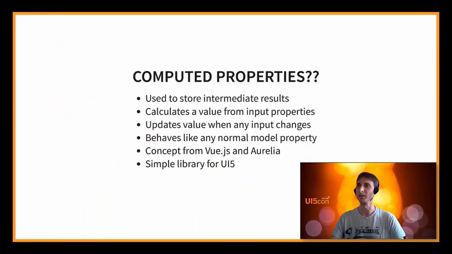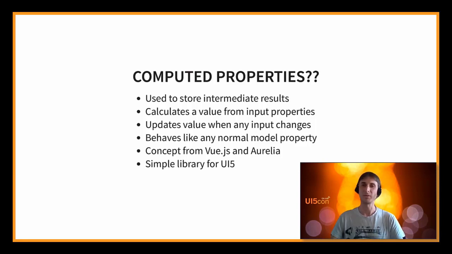So what are computed properties? It can be used to store intermediate results. So it's something like a temporary variable. You can have a calculation function that takes some input parameters, calculates something and stores it in a computed property. That's the idea. And whenever one of the inputs changes, the computed property should be updated as well. It should behave like any normal UI5 model property. It is stored as a property. And it is a concept that is used in Vue.js and Aurelia.